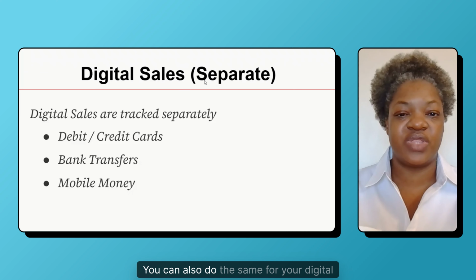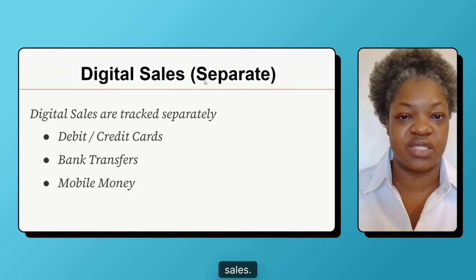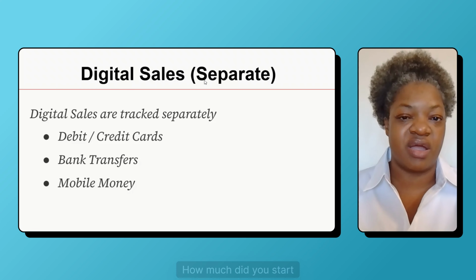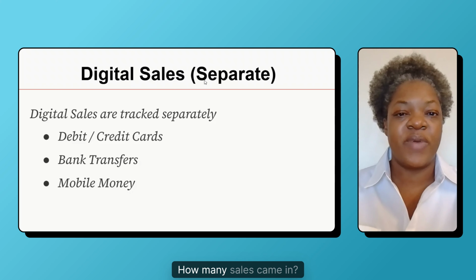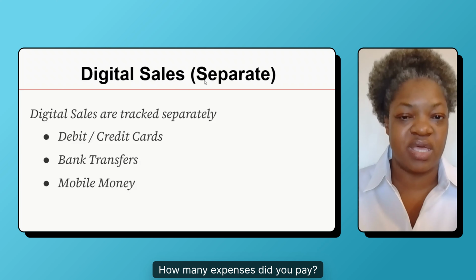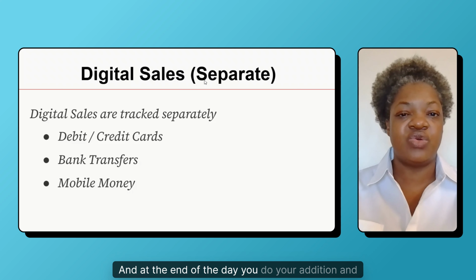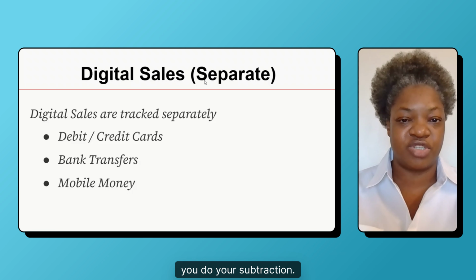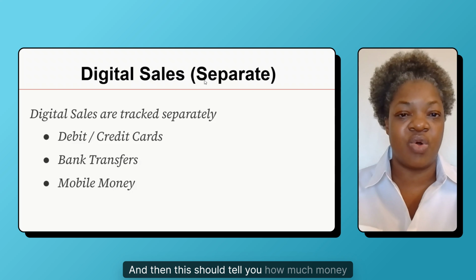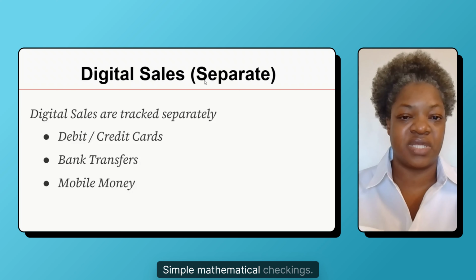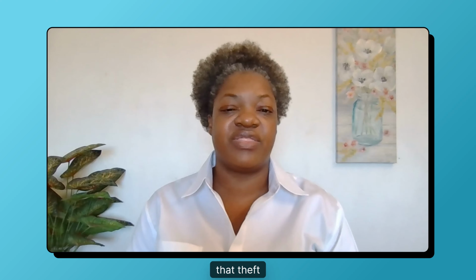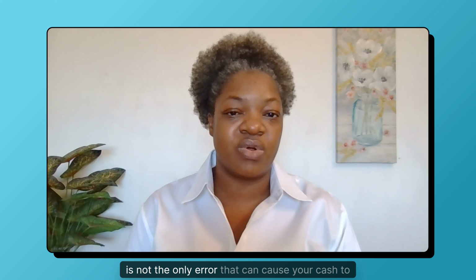You can also do the same for your digital sales. How much did you start with in your bank account? During the day, how many sales came in? How many expenses did you pay? And at the end of the day, you do your addition and you do your subtraction, and then this should tell you how much money should be in your bank account. Simple mathematical check-ins.